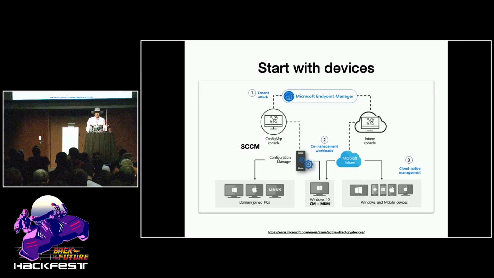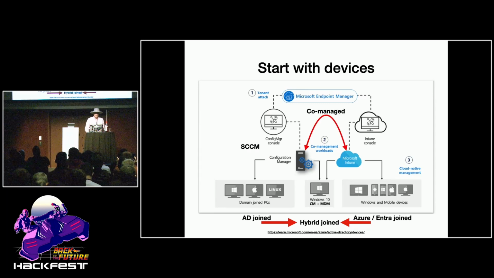Entra-registered devices or Azure-registered devices are really only useful for BYOD. They don't really have a whole lot of other purpose. Azure AD joined are your on-prem devices. Entra joined are your cloud-native devices. When you have them in both Azure AD and the cloud, they're hybrid joined. This is very important, especially if you want to have those on-prem devices operating as if they're in the cloud, and when they're off-premises. So hybrid joined is what your goal is.